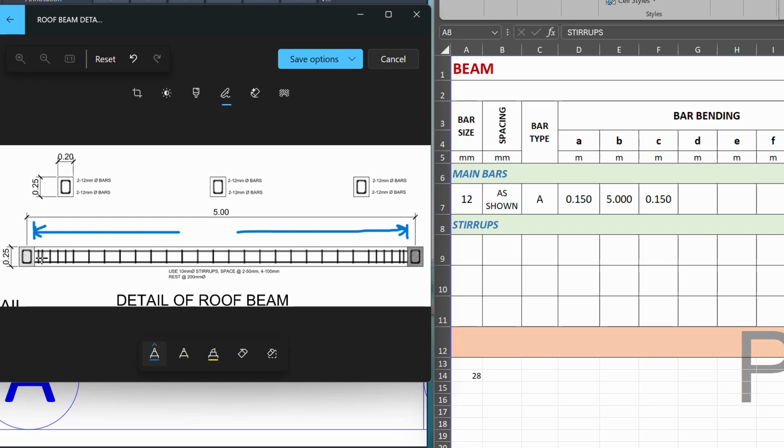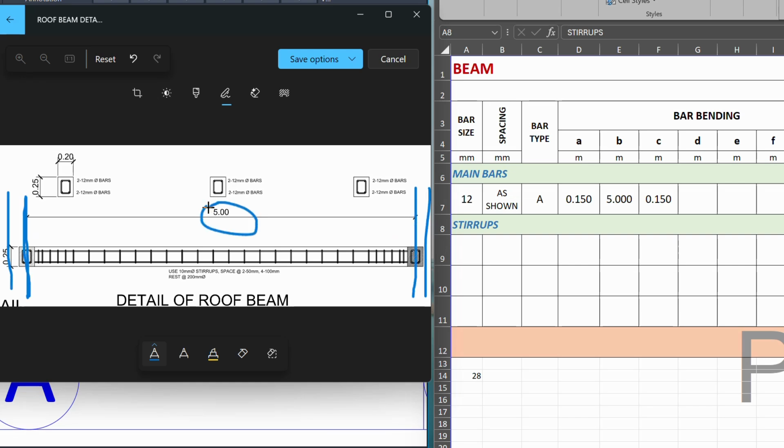So, clear distance from here. It's not in the dimension of our columns. Oh, I see. This example is showing the beam here. It's not the column. So it means this 5 meters is the clear distance already. This is where the column started here, the column here and there. So this is already our clear distance, 5 meters.